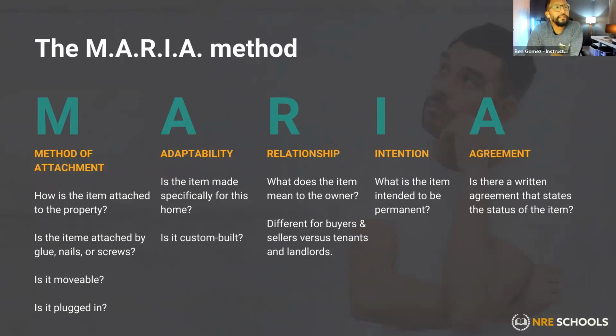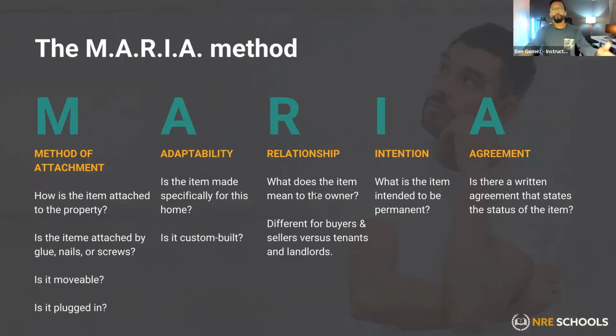And the last A stands for agreement. Is there a written agreement that states the status of the item? What we use in real estate is what we call the residential purchase agreement. On this residential purchase agreement, it states items to be included and excluded from a transaction. Bathroom mirrors can be excluded. Potted plants can be included. If there is a written agreement that states a specific item, like the EV charger, to be removed or included, that's going to supersede everything else.